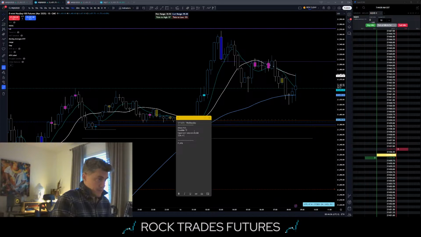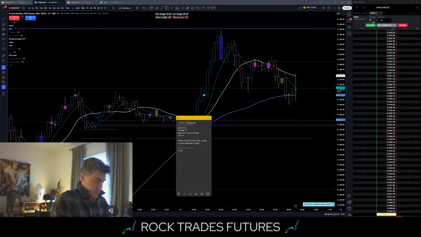H1, which is a high one, meaning we just take the high of London, and that's it. Let's see. Return to new day opening gap and other closely located landmarks highly, I'll say very likely.